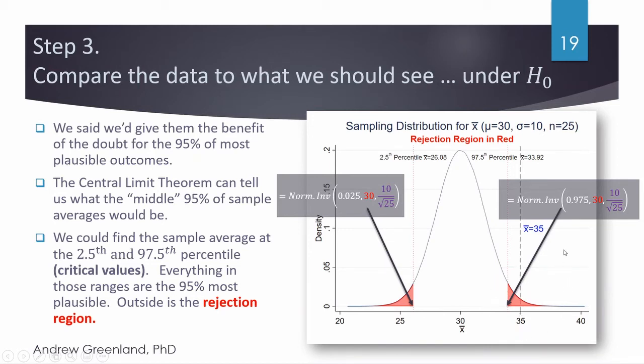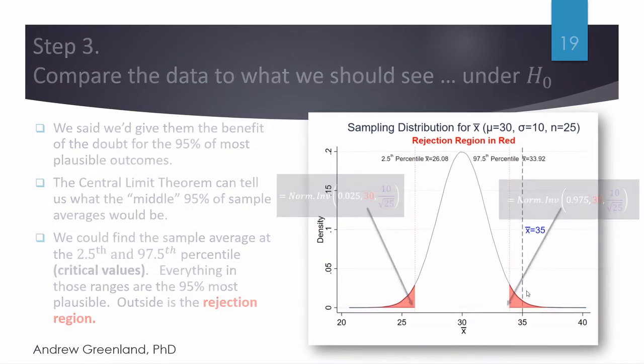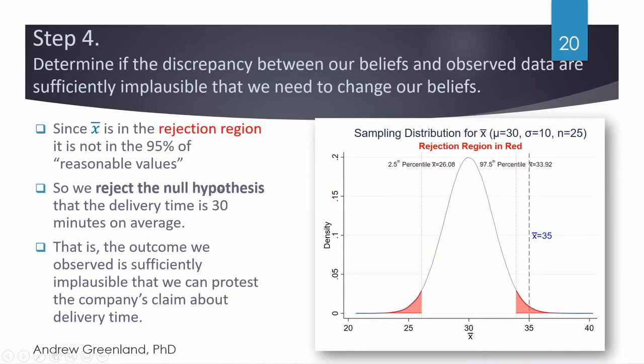And so again, we had a sample average of 35 minutes after our 25 orders. That shows up here in this right tail, in this rejection region. So what does that mean? Since my sample average is in the rejection region, it's not among the 95% of values that would allow me to give them the benefit of the doubt. It is in fact among the 5% of values that I said are just too implausible for me to give them the benefit of the doubt anymore. And so what I have to do is reject the null hypothesis.